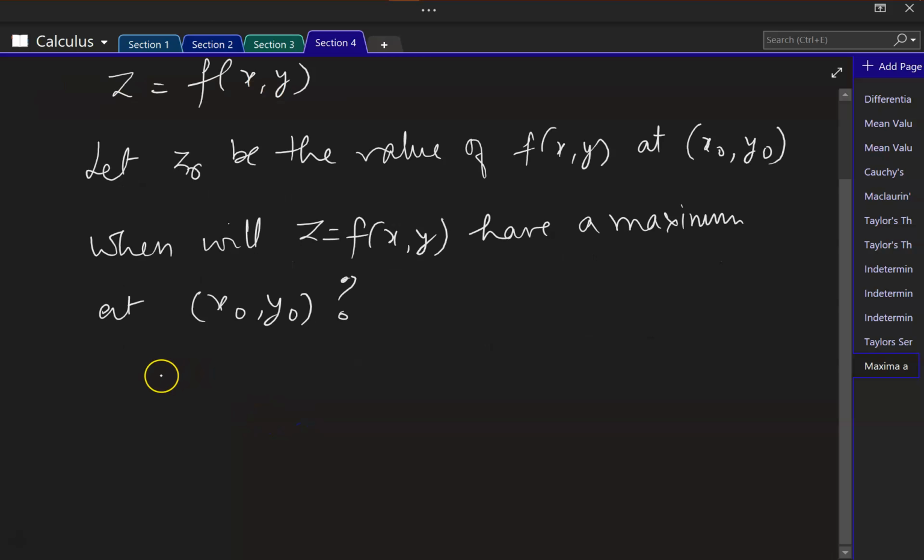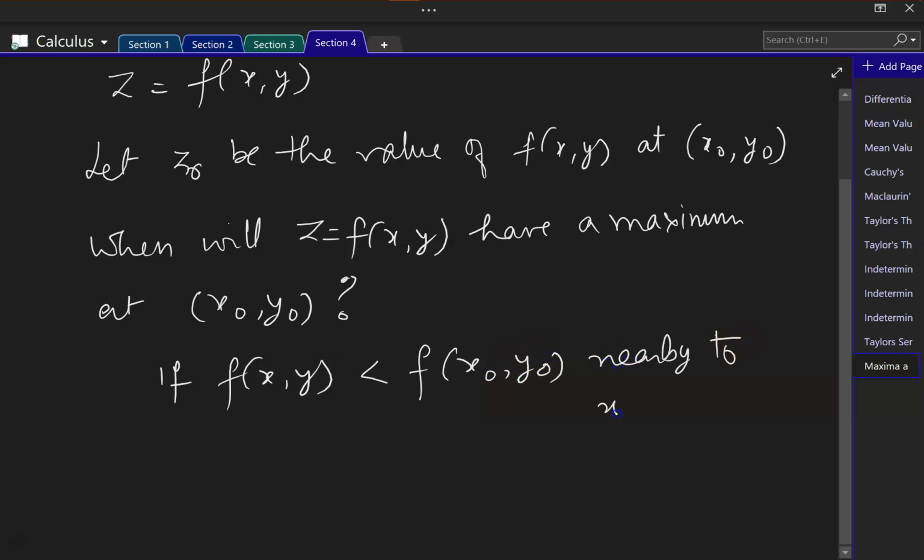Now that would happen if f of x comma y is less than f of x naught y naught nearby to x naught y naught. So if we look at something like this, here on both the sides it will be lesser. So at every other point except at x naught y naught it would be less.